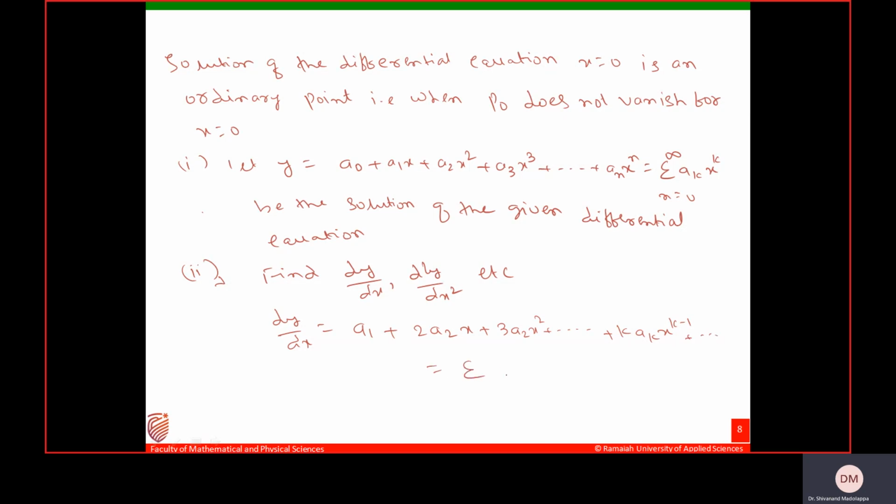If I write this in summation form, we get the summation from k is equal to 1 to infinity of k ak x to the power of k minus 1. Here k starts from 1 because when you differentiate, the constant term becomes 0. Then again we differentiate with respect to x, and we get d2y by dx square, written in summation form as the summation of ak times k into k minus 1 times x to the power of k minus 2.